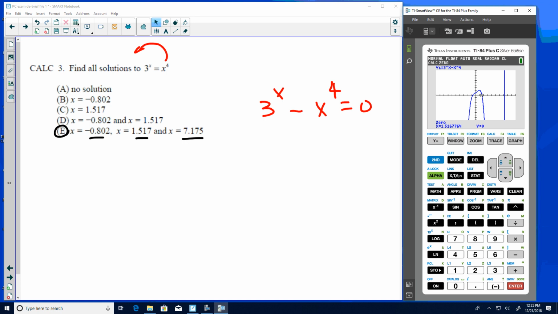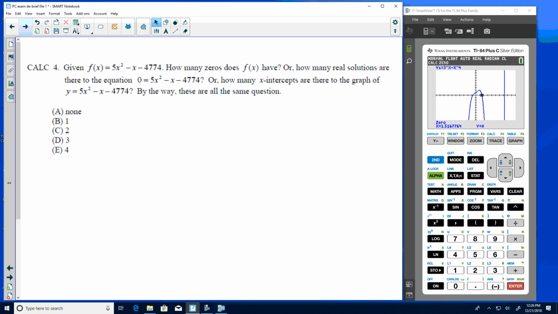Okay, calc number 4. Given this quadratic, how many zeros does the function have? How many real solutions are there to this equation? How many x-intercepts are there to the graph? By the way, these are all the same question. That's sort of an important idea, that finding x-intercepts, finding real solutions to an equation where a function is equal to 0, or finding what are called the zeros. Some textbooks actually use the word roots, finding the roots to a function. They all mean the same thing.